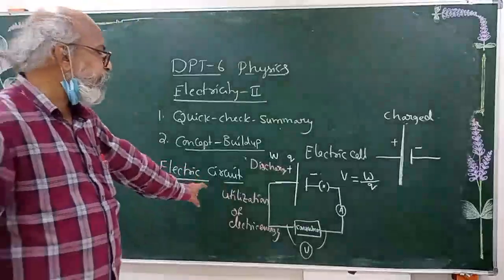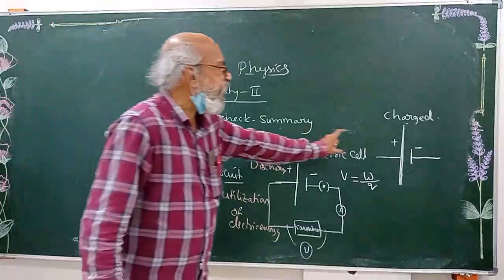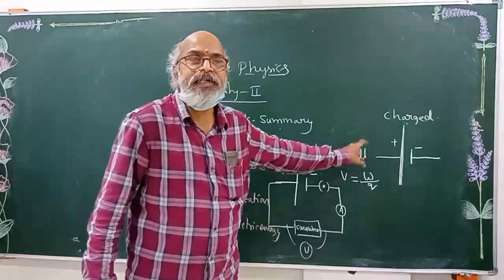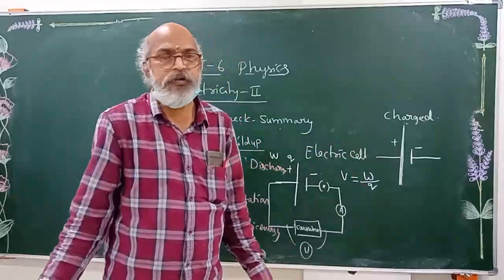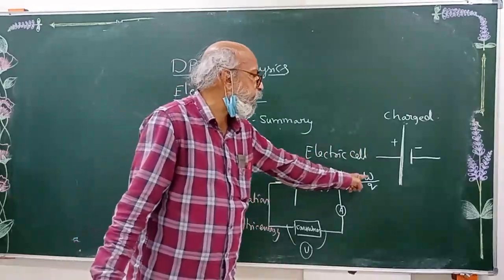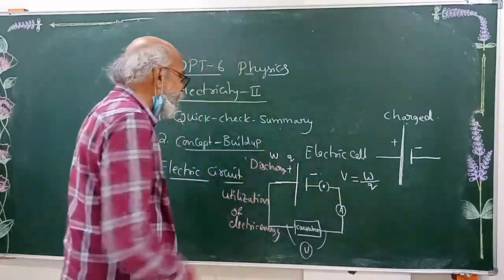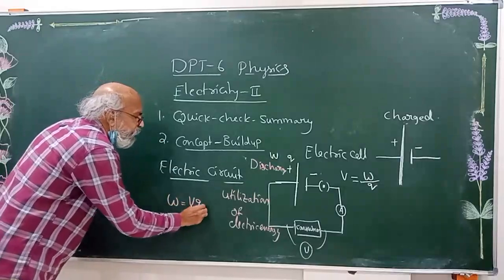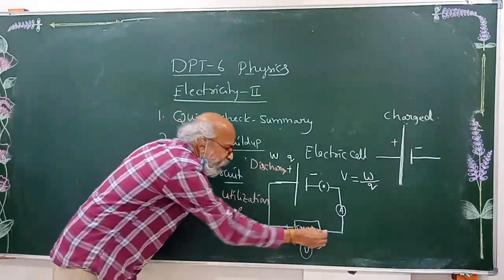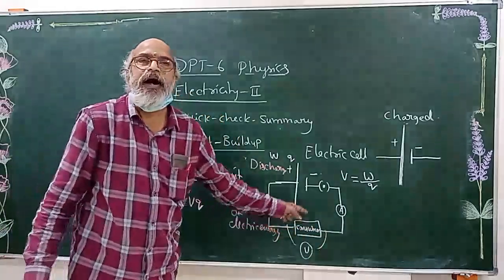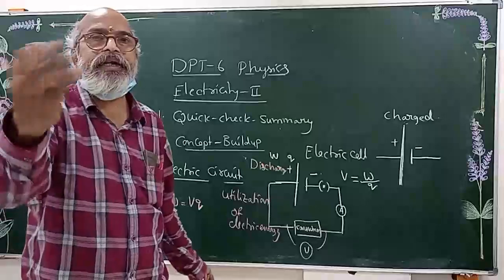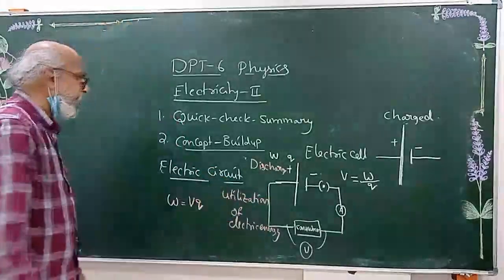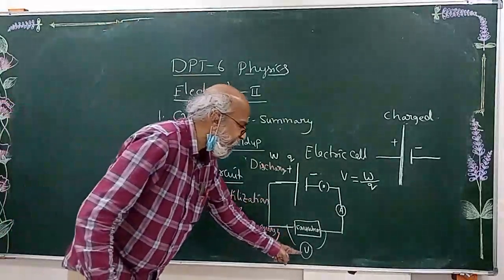So, utilization of electric energy: already the cell is charged. With the expense of chemical energy, charge is produced. What is the formula? V is equal to W by Q. While discharging, what is the formula? W is equal to VQ. V is the potential difference applied across the consumer, any bulb or electric iron or any gadget, mixie, grinder, anything. Whatever you come across, we apply potential difference V.